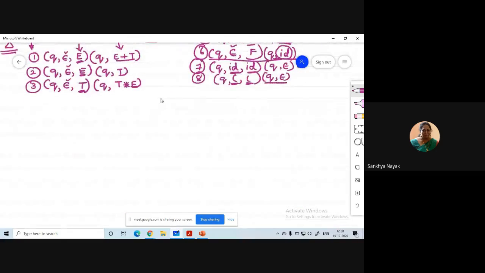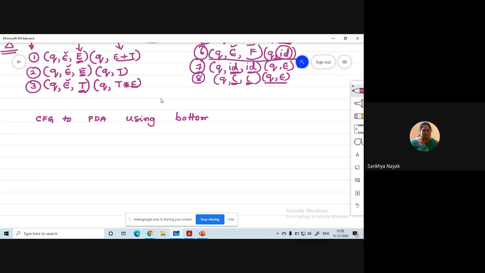The next approach is how to convert the CFG to PDA using the bottom-up approach.